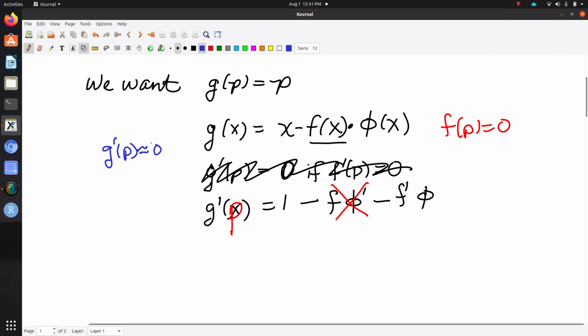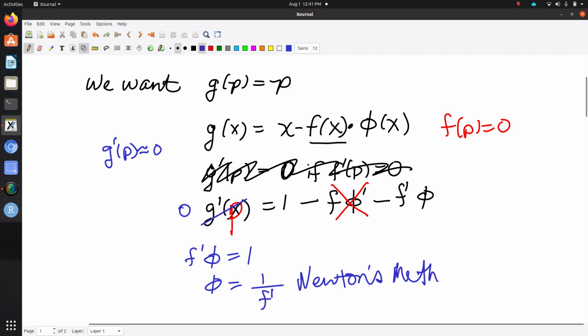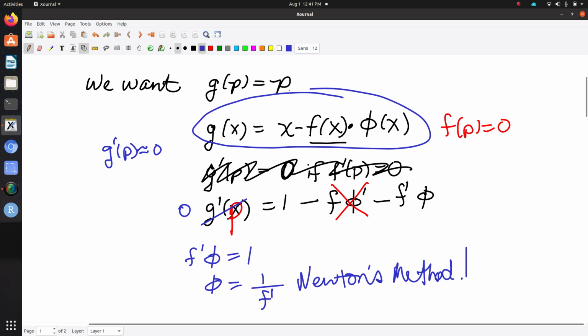Now, what happens if it's exactly 0? Let's just let it be 0. What we end up with is this situation. Let's solve for that: f prime times phi is equal to 1, or phi is equal to 1 over f prime, which is what we got for Newton. This was our Newton's method. So if this is generic, you could express a fixed point method this way, and if you let phi equal 1 over f prime, you're going to get Newton's method, and you're going to get g prime of p being close to 0 by that mechanism. Now this is completely awesome when it works.